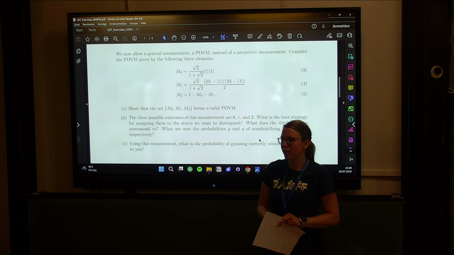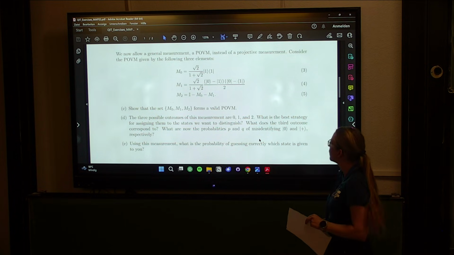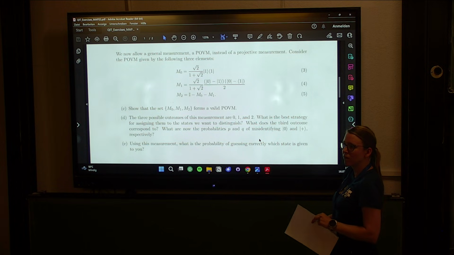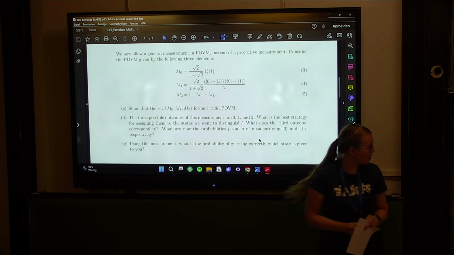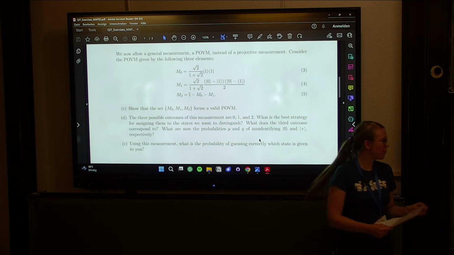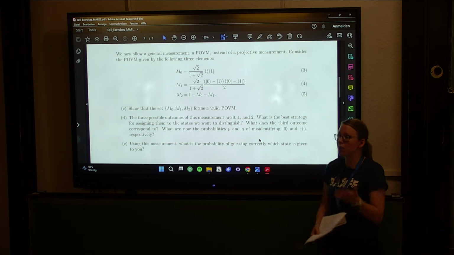Why is it that when you just look at the form of M0, you would say, if the outcome is 0, I would choose to guess that it's plus? Yes. You could also decide on a different strategy.